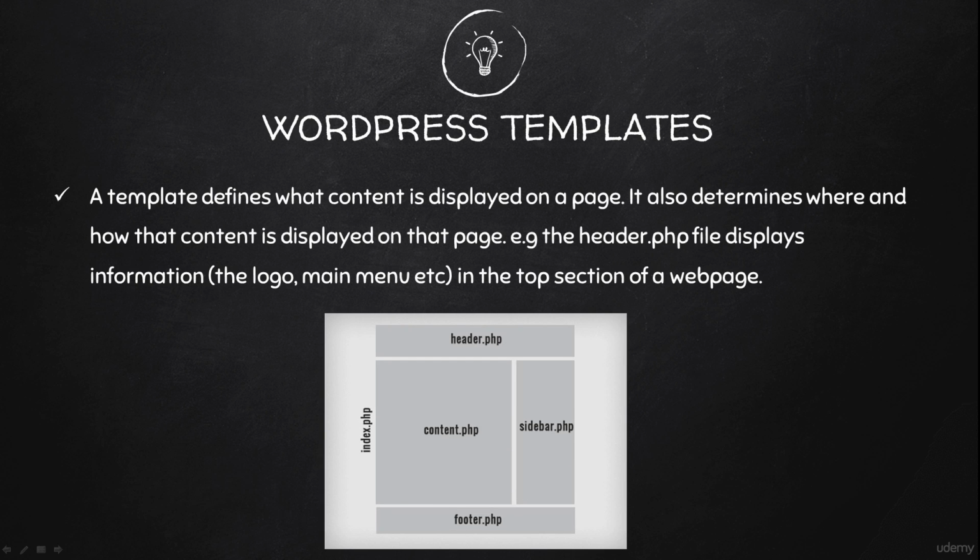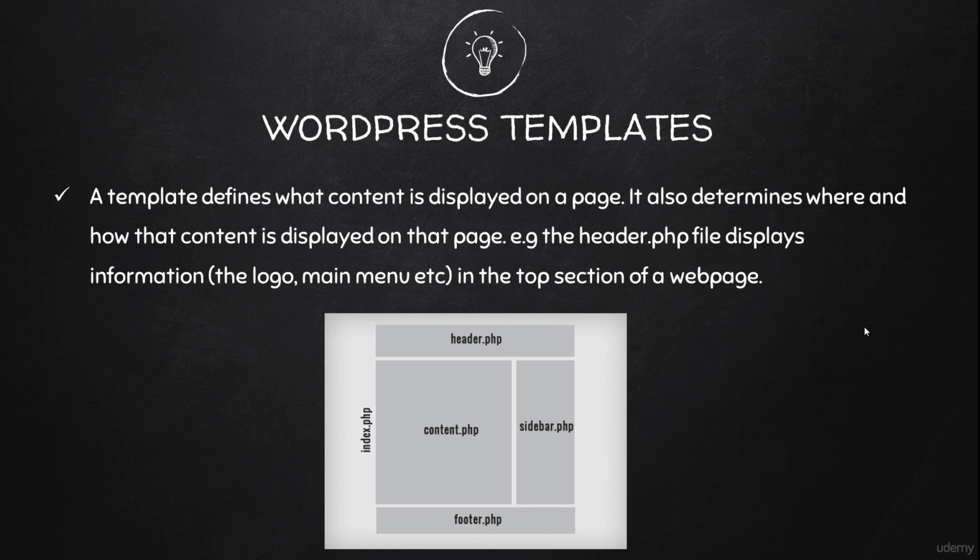And here is a diagram giving you an idea of how template files actually work. Now, this diagram right here represents a web page. At the very top, you have the header.php file, which indicates what information is displayed on the top section. Like I said, the logo, the site title, the main menu, and then of course you have your content.php that actually contains the actual real content of that particular web page. And then you have your sidebar.php that controls the sidebar that you have on the right hand side or on the left hand side of your WordPress page.